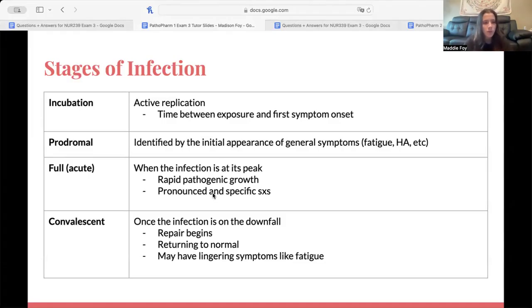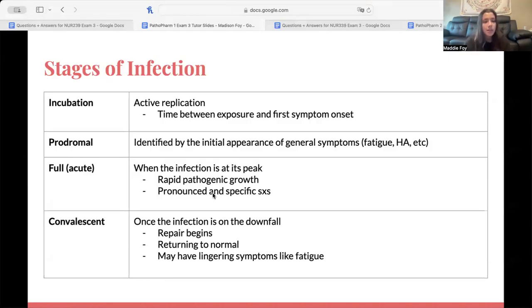And then you have prodromal. This is identified by that first appearance of symptoms, but you're not down yet. Typically, we all know when we start getting sick, maybe you have a sniffle, a headache, whatever it is, that's prodromal. Then you go into the full or acute stage of infection when it's at its peak. This is when you might be staying home from class, you just feel so sick, nothing is helping, you can't sleep. This is the worst your infection will be. The pathogen is growing and multiplying rapidly, and you'll see your worst symptoms during this time period.